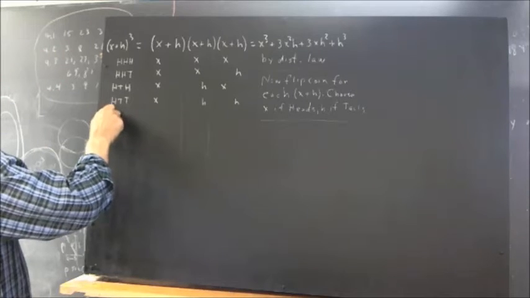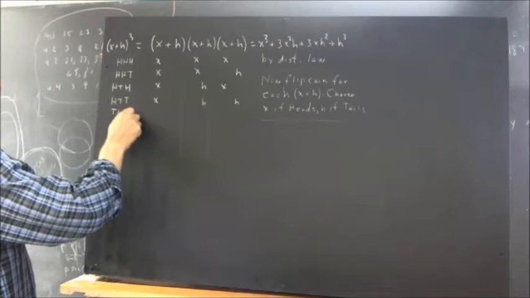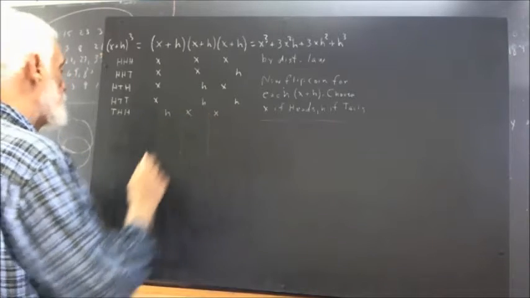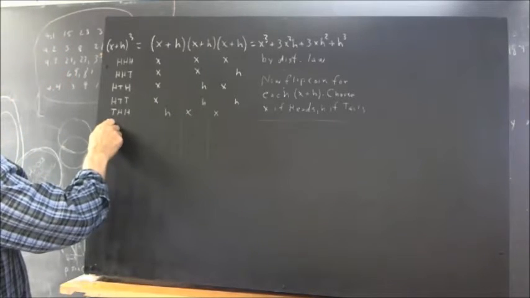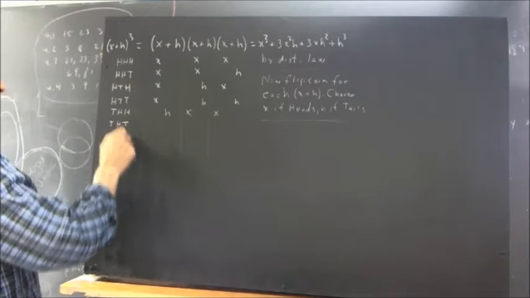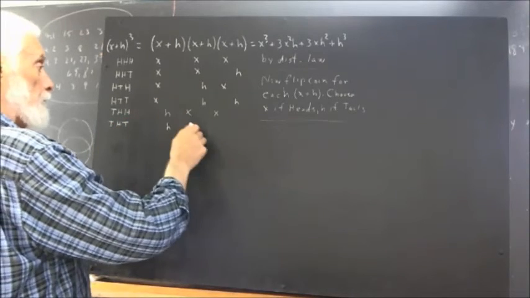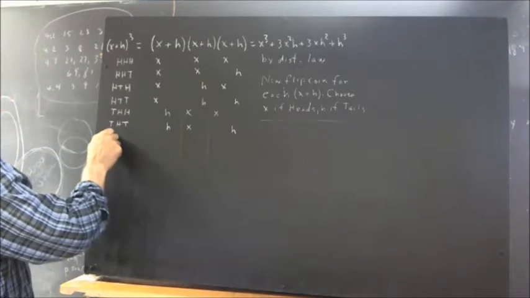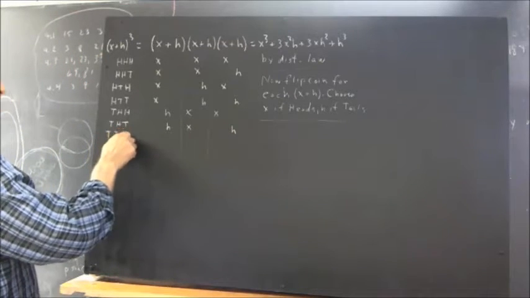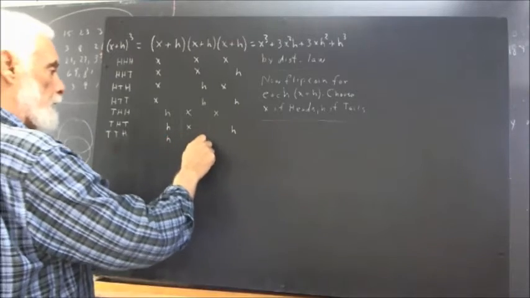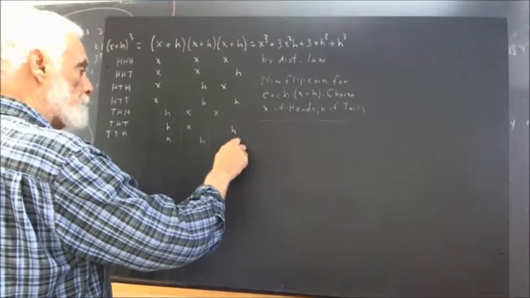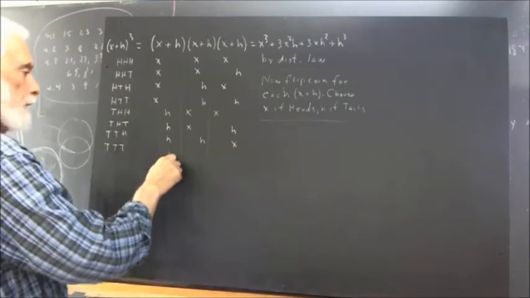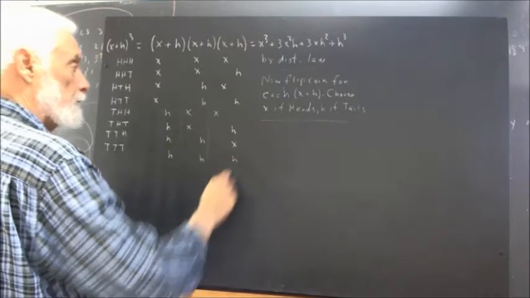Now let's say we have tails, heads, heads. That means we're going to get an h here, an x here, and an x here. Or we go tails, heads, tails. That's going to give us an h, then an x, then an h. And tails, tails, heads will give us an h, an h, and an x. Tails, tails, tails will give us an h, an h, and an h.